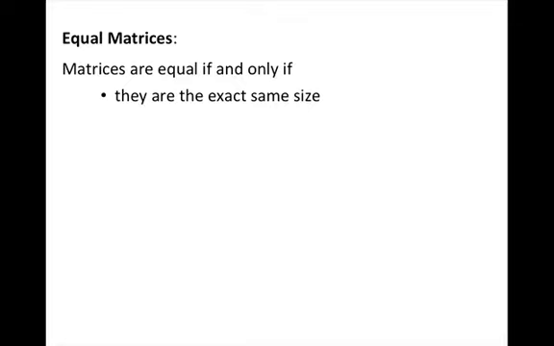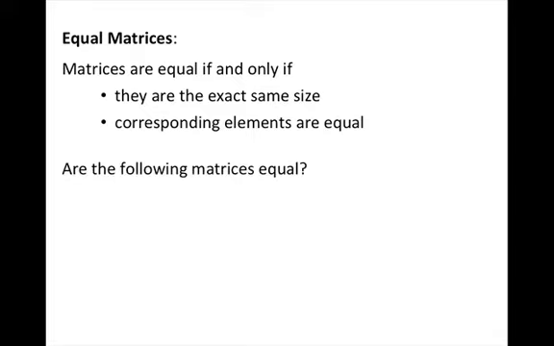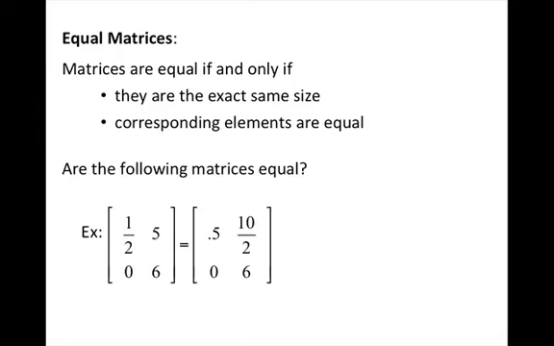Well, let's look at equal matrices. 2 matrices are equal if and only if they are the exact same size and corresponding elements are equal. So let's look at some examples. I want to know, are the following matrices equal? So suppose I have the matrix with the first row is 1/2, 5 and the second row is 0, 6. And I want to know, is that equal to the matrix where the first row is 0.5 and 10 halves and the second row is 0, 6?